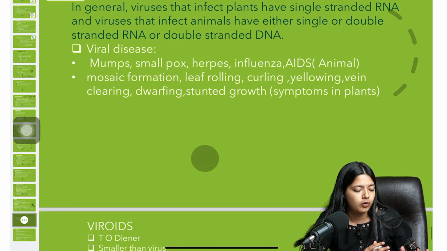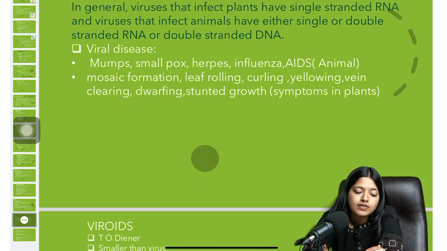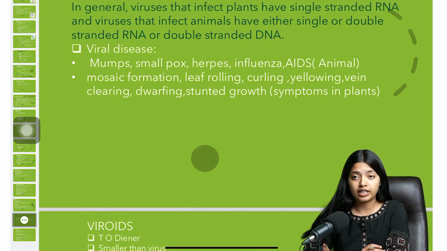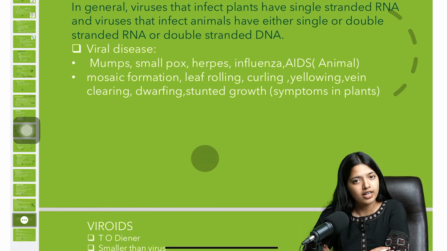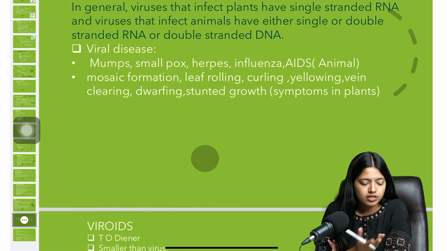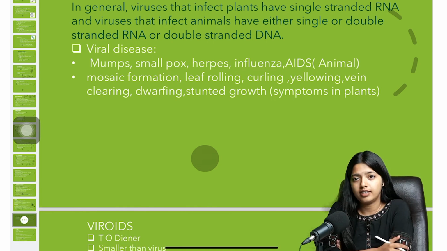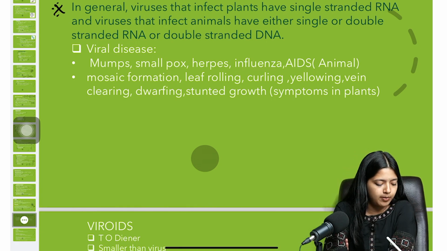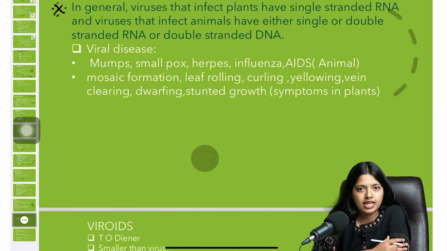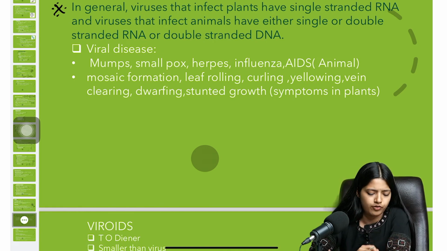Now, in general, viruses that infect plants have single-stranded RNA, and viruses that infect animals have single-stranded or double-stranded RNA or double-stranded DNA. That's a general point. Remember that point. Plants are mostly infected by RNA viruses, and animals can be infected by both DNA and RNA viruses. There is no difference.